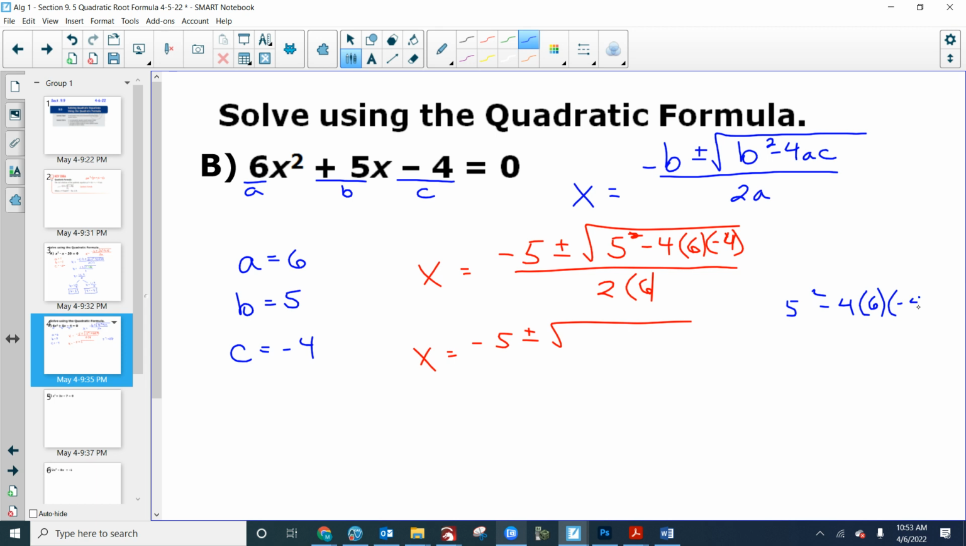Now, guys, you have to be able to do the order of operations. What should I do first? 5 squared. What's 5 squared? 25. What should I do next? Don't do subtraction. Do the multiplication first. Multiply these together. 4 times 6 times -4. 4 times 6 is already 24, times another 4, times a -4. Guys, you have calculators in front of you.